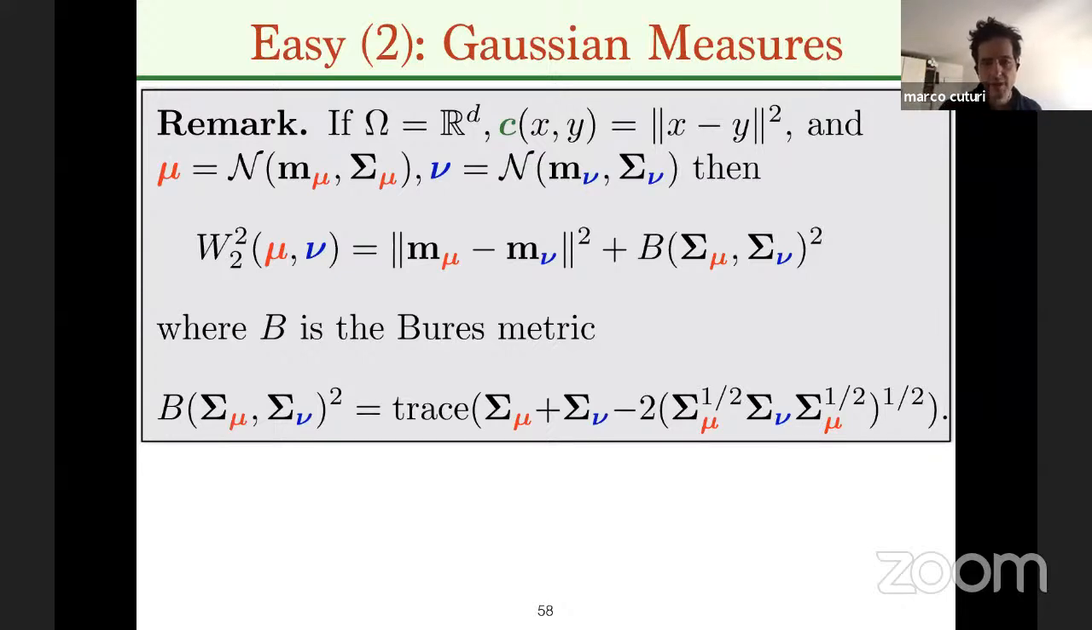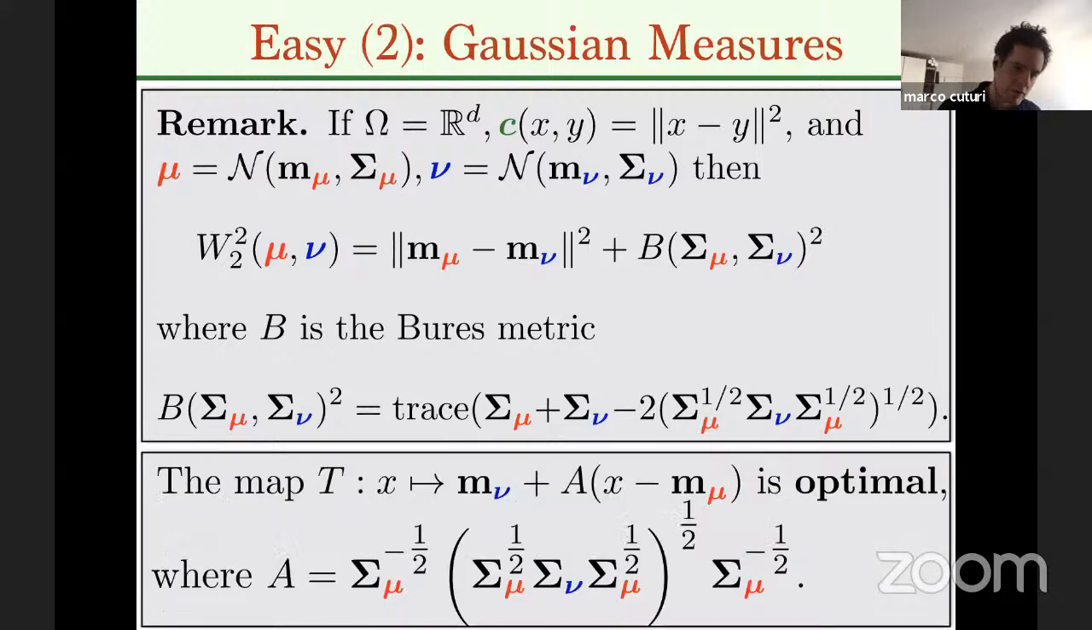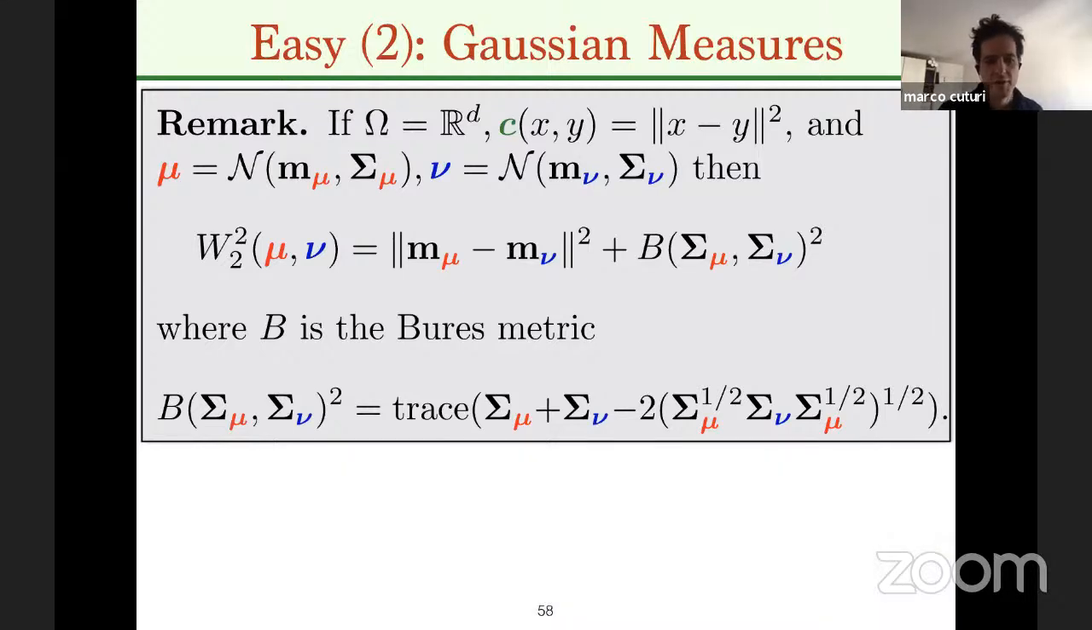And the Bures metric is this object. So the Bures metric squared is, I should probably put the square here to be fair. So the Bures metric squared is the trace of the first covariance matrix plus the second covariance matrix minus 2 times something which looks like an average of covariance matrices, and here the square root. So it's the square root of sigma mu, sigma nu, square root of sigma mu again, and the square root of all this.